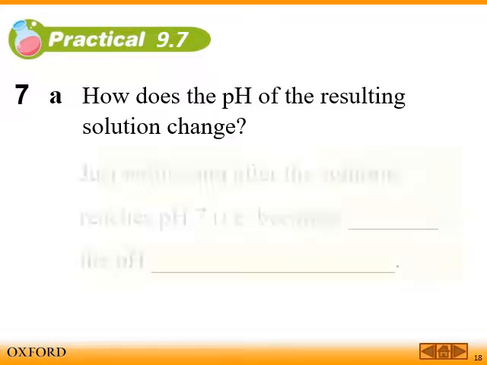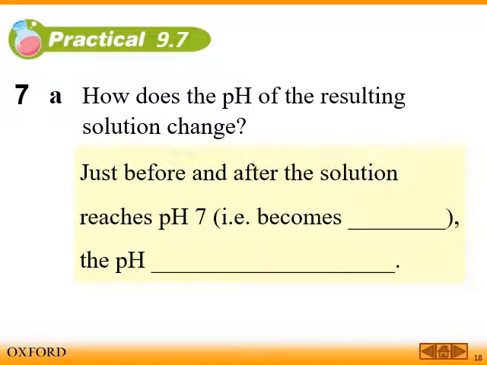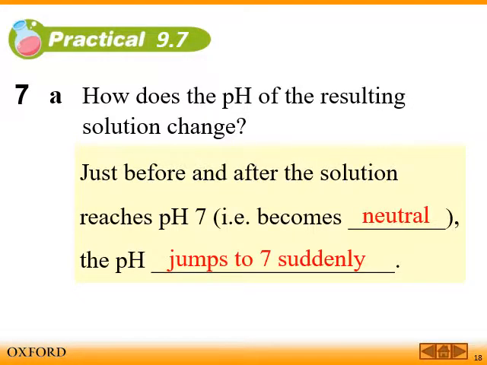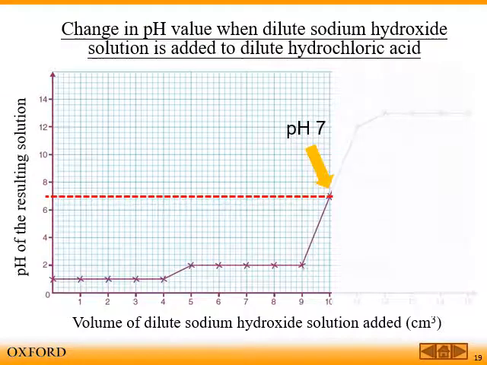And then, just before and after the solution reaches 7, that is becomes neutral, the pH suddenly rises to 7. This is the point when the acid and alkali just neutralize. This point, we call it equivalence point. We'll learn this in the senior form.